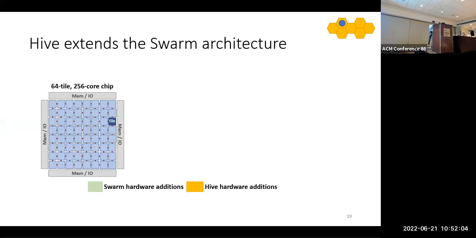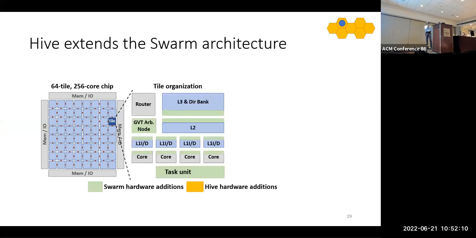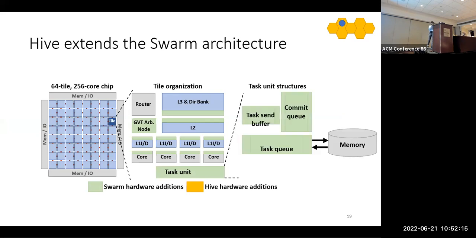Now let's talk about the hardware. We build Hive by extending the Swarm architecture. Swarm is based on a tiled multicore and adds a task unit to each tile. The Swarm task unit contains large task queues and storage for a huge amount of speculative state. Swarm's main features are data dependence detection integrated into its coherence protocol and storage for these many speculative tasks.